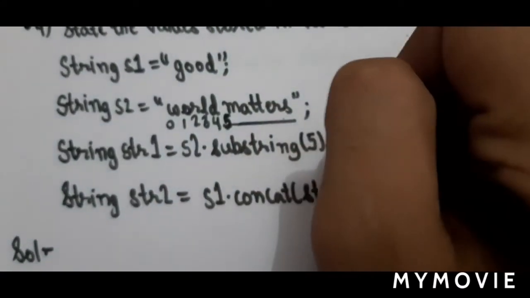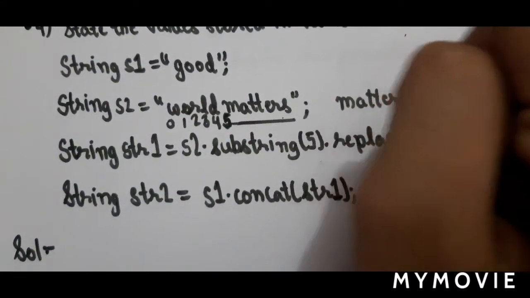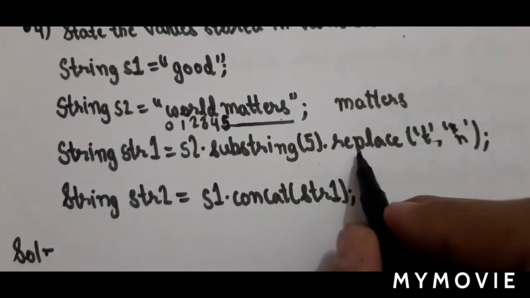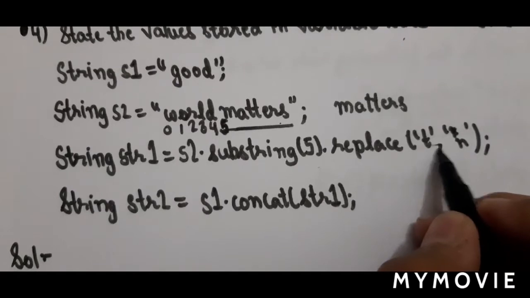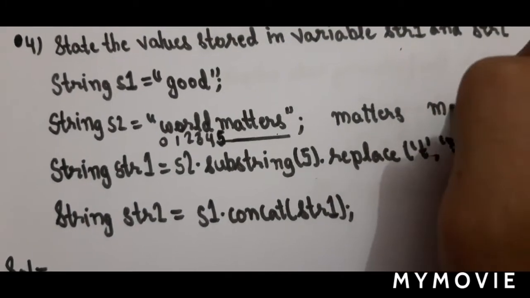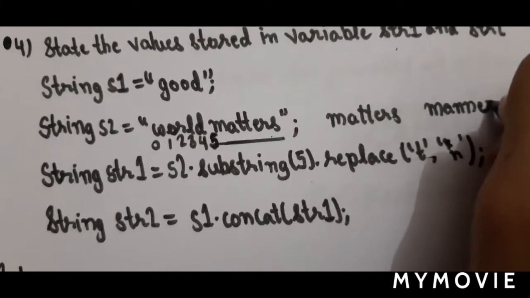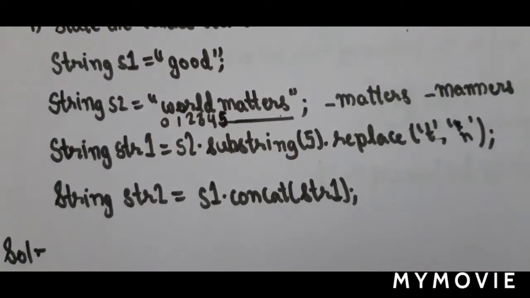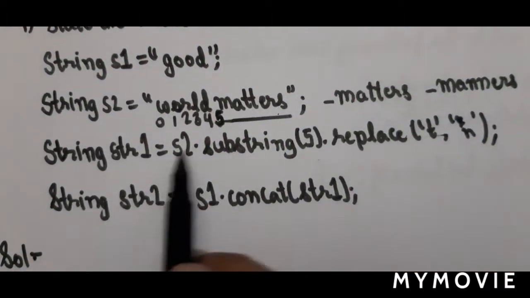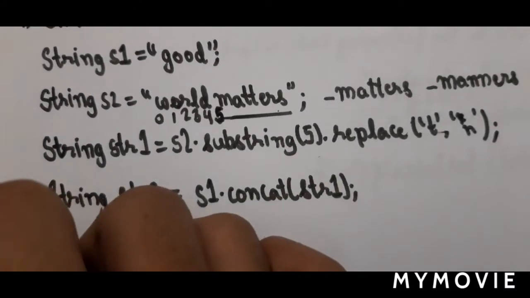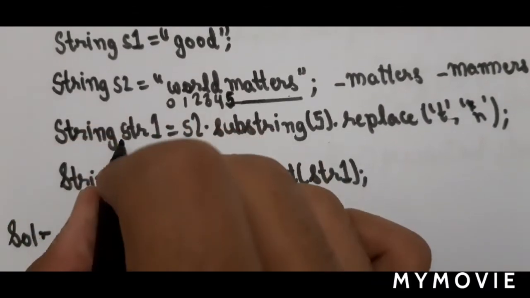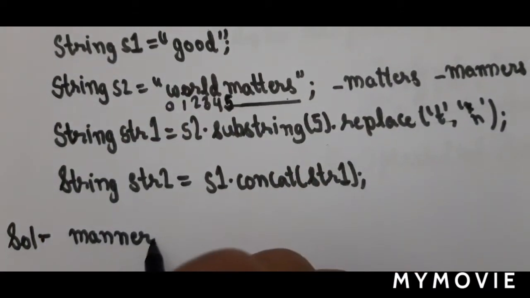"matters" is remaining. So here it is told to replace t with n. So it replaces t with n, and it becomes "manners". There is a space before it. So our answer for str1 will be "manners".